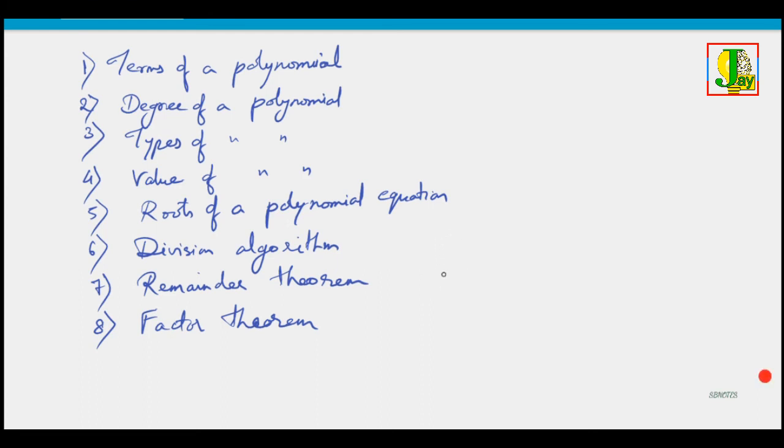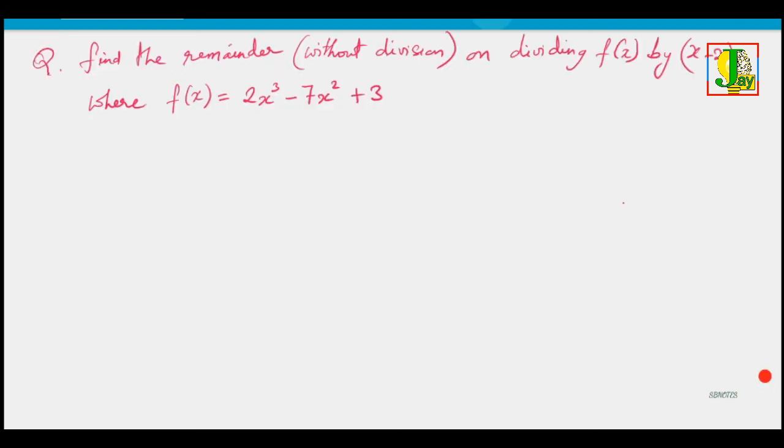Okay, so don't get confused in any of these topics. If you do feel you are getting confused, go back and see the topics again. Okay, now let us see some examples, some questions actually from the exercise. Now let us see these questions where it says find the remainder without division. Okay, so we have to use the remainder theorem on dividing f(x) by x minus 2.